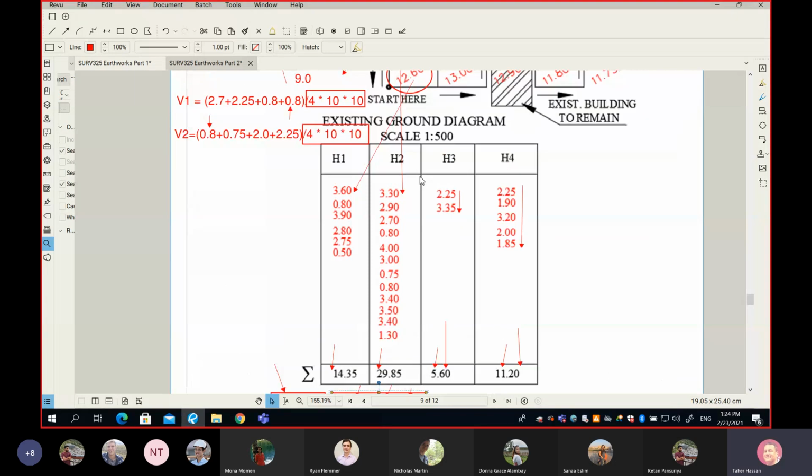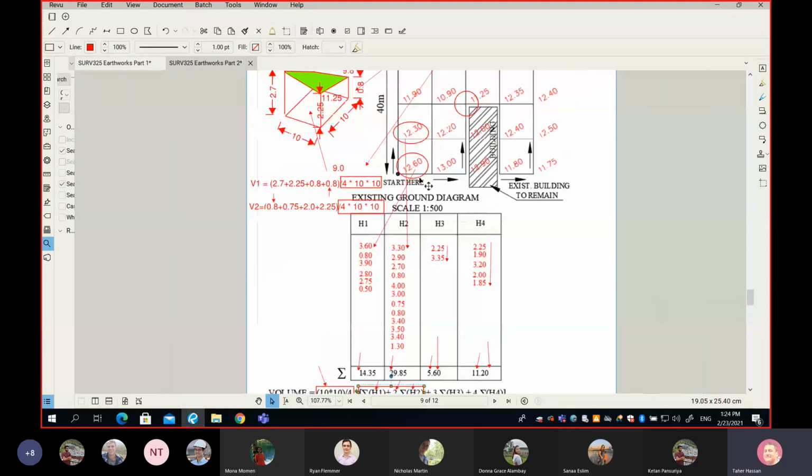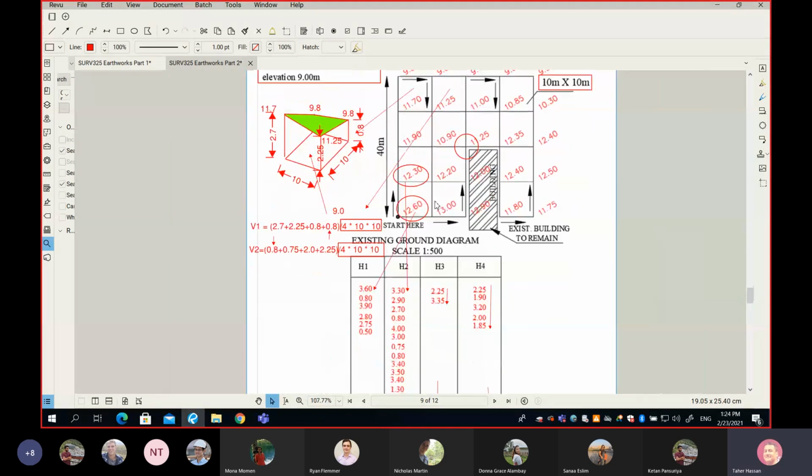Yes. Okay, so here is one very common mistake. Please take a look at the numbers in the table and the numbers on the plan view, and you will see they are not the same. Do you agree they are not the same?